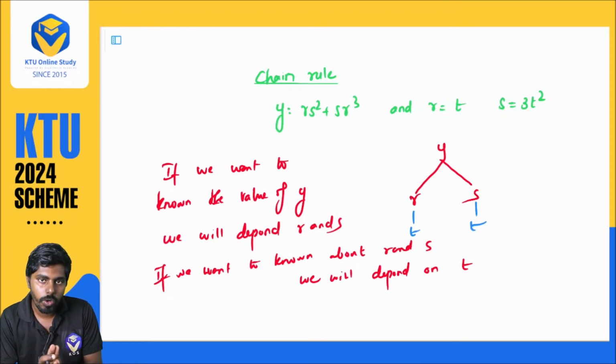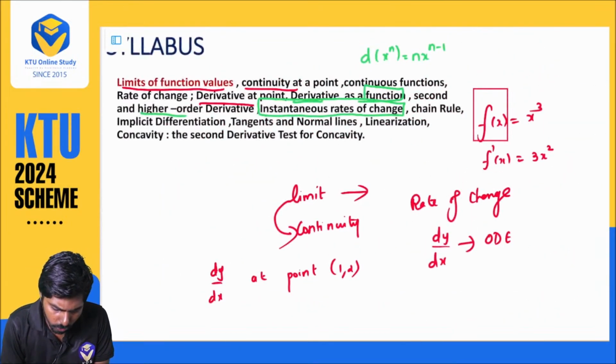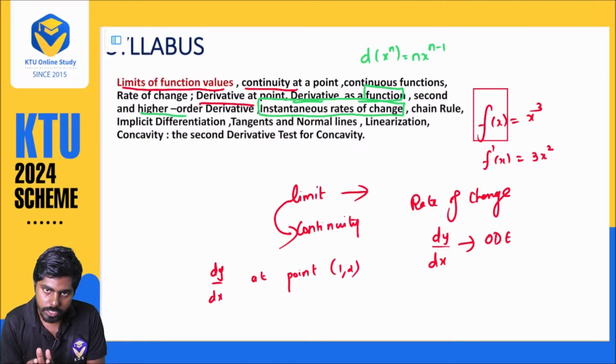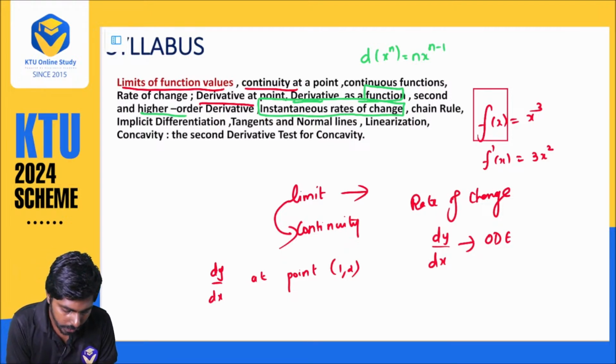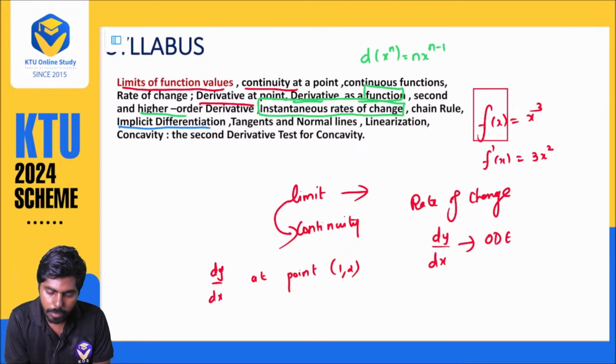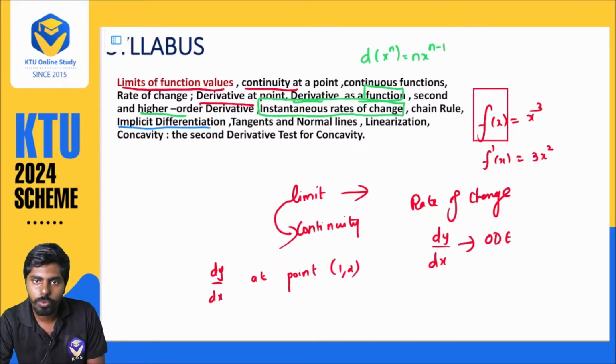We will be using partial derivatives also here, and ordinary differential equations too. Now, what is the syllabus? Then implicit differentiation, that means taking differentiation in one direction. dy by dx in one direction you will be taking. Everything in this chapter is what you have learned in your school life.